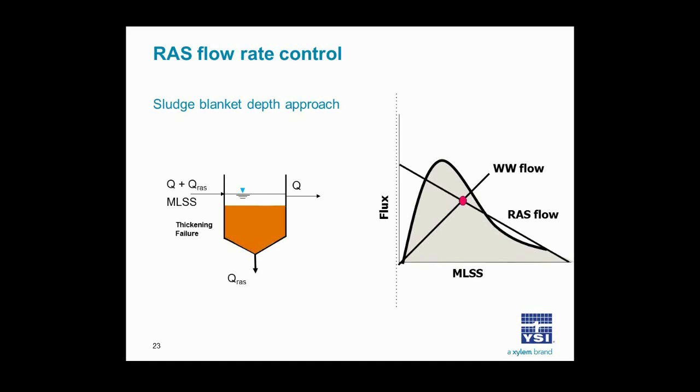So looking at another approach is to increase the RAS flow rate. By increasing the RAS flow rate, both flow lines and the state point, the magenta dot there, are maintained within the curve.